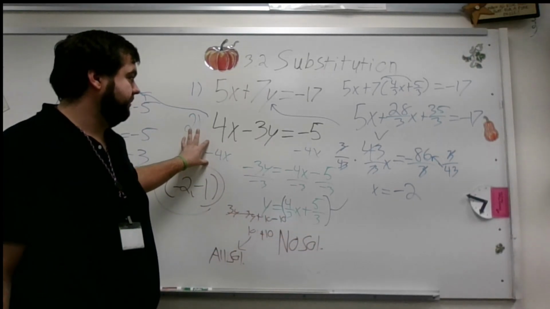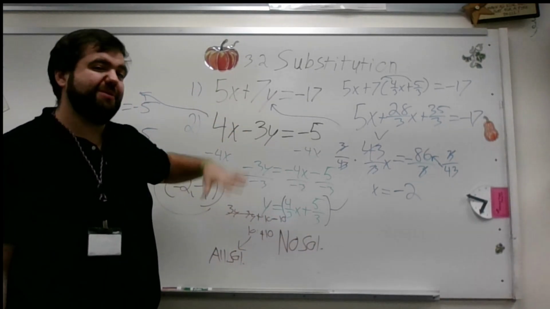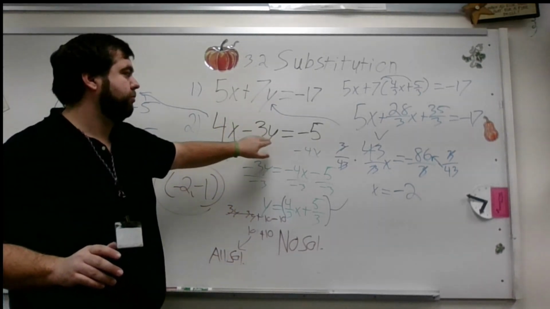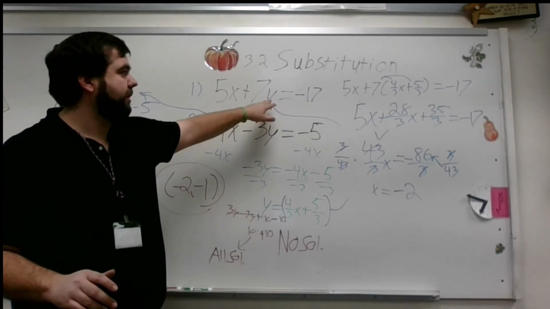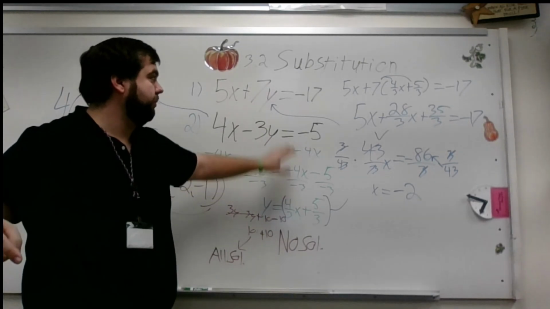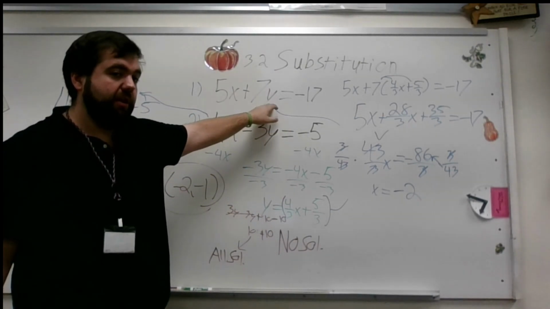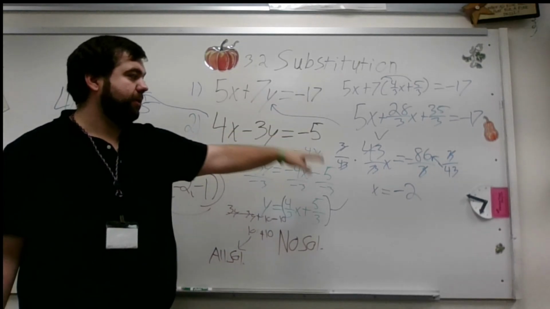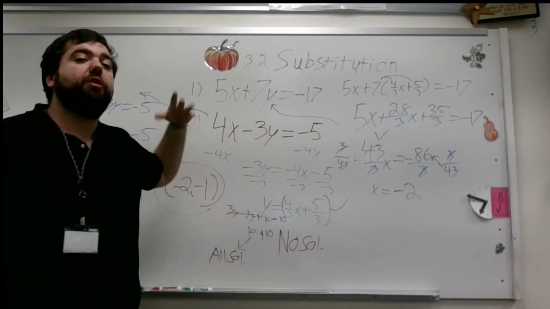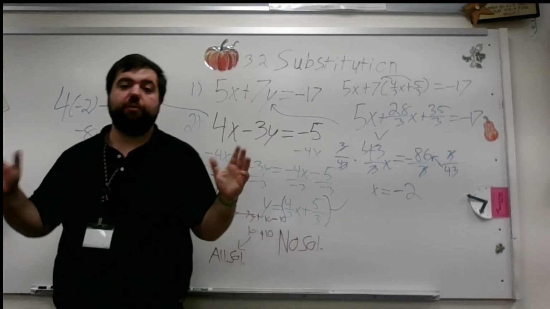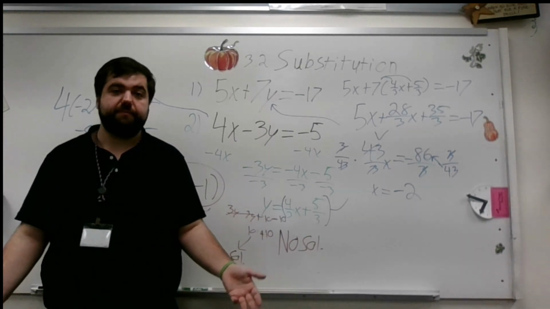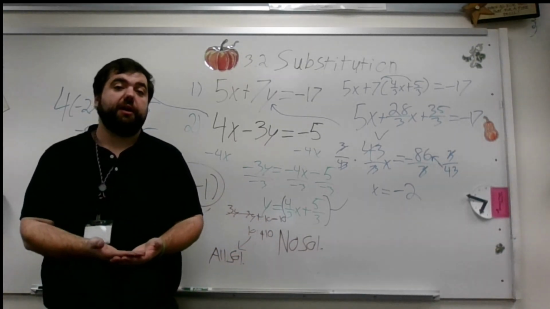So this is substitution. Looks like a lot, but it's not that bad. Just take it one step at a time. Pick a variable, solve for it. Once you have it solved, plug what it's equal to into the other equation, then solve for that variable. That will give you an answer. Plug that value into either equation, solve for the other variable. Once you have that, you have an ordered pair. That's your final answer. Hope this helps. And on to the next one.